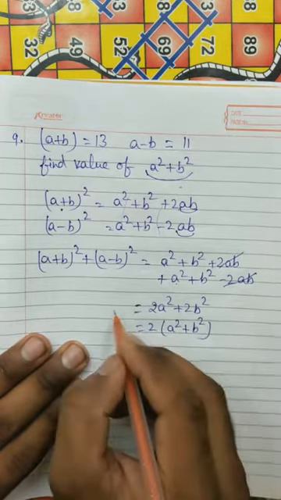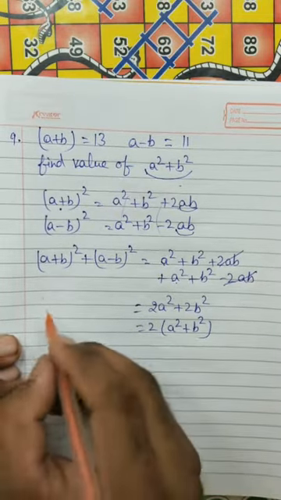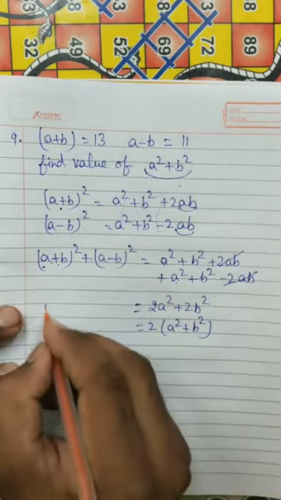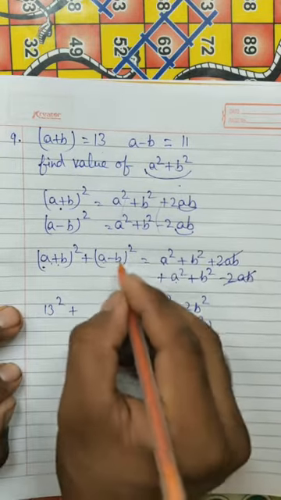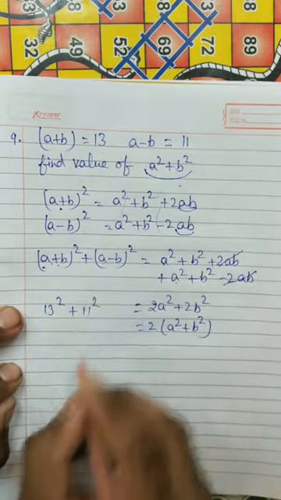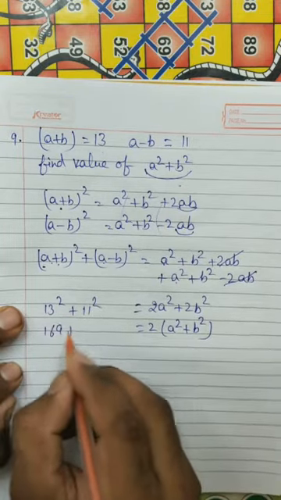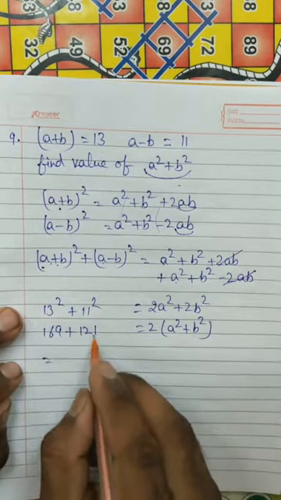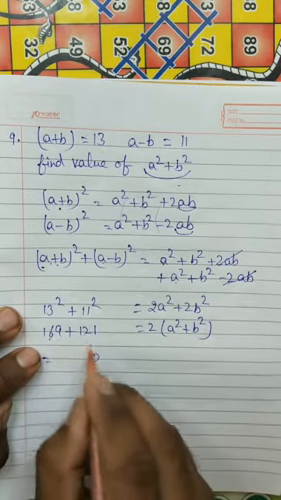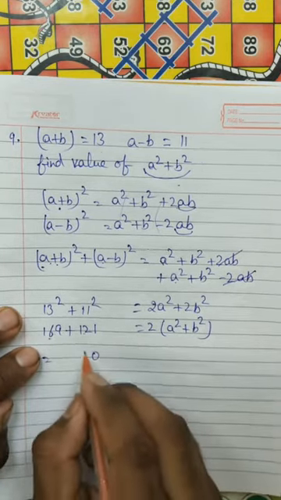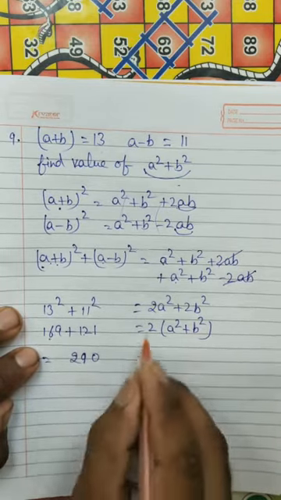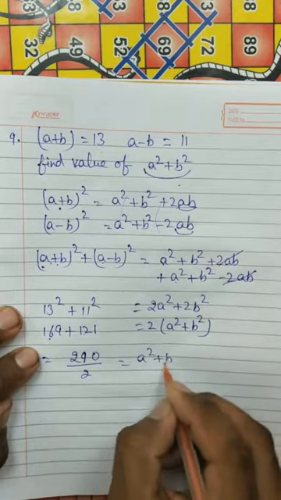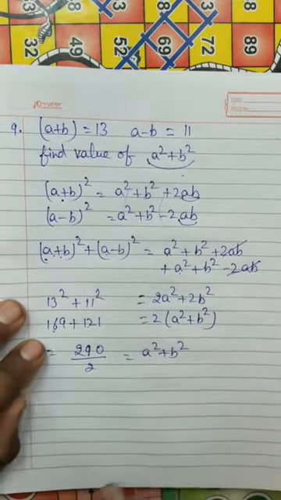And on the left hand side we have a plus b whole square. We can put the value of a plus b, that is 13 square, plus a minus b whole square, that is 11 square. This is 169 plus 121, and that will be the value: 9 and 1 is 10, 6 and 2 is 8, 1 is 9, 1 is 2. And this 2 will come in the denominator, and this will be the value of a square plus b square. You can proceed in this way.